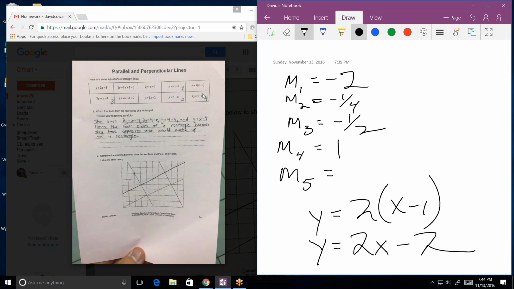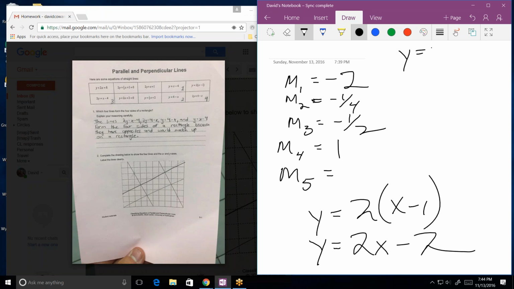But once again, I don't care what this number is over here. It has nothing to do with my solution. Only thing I care about is slope. What's the slope here? Y equals -1/2. What is m? -1/2. No, it's 2.